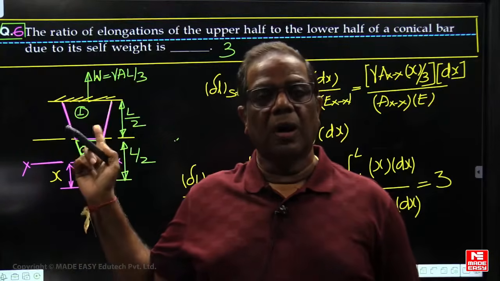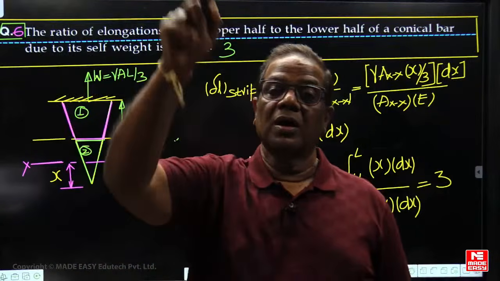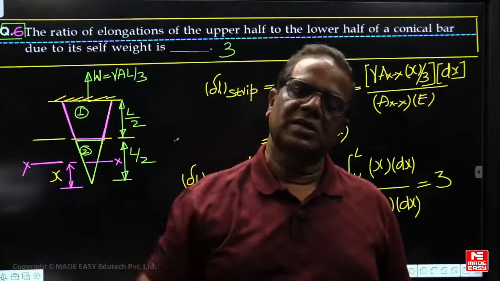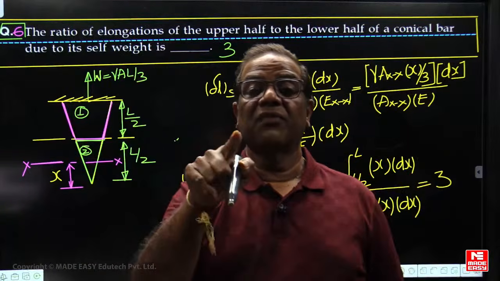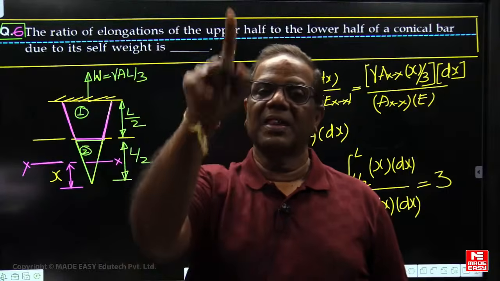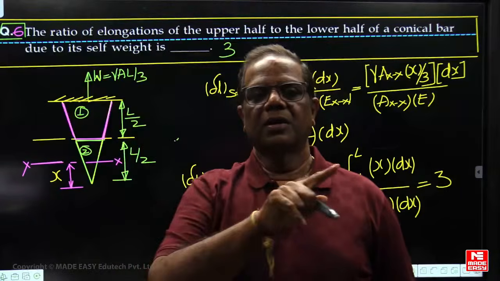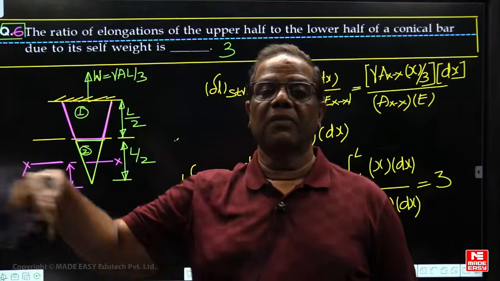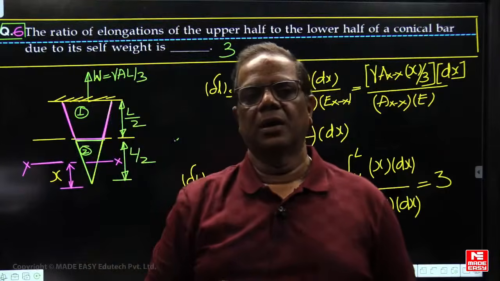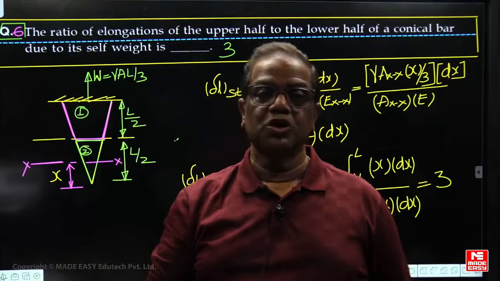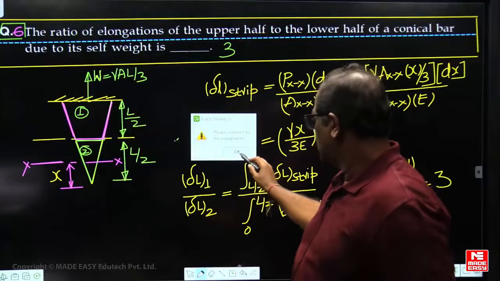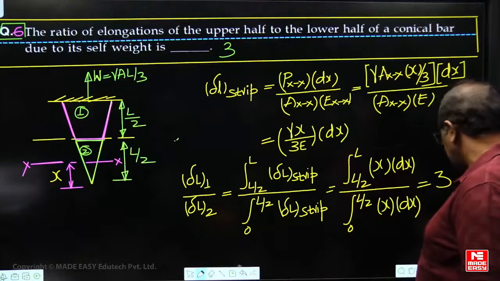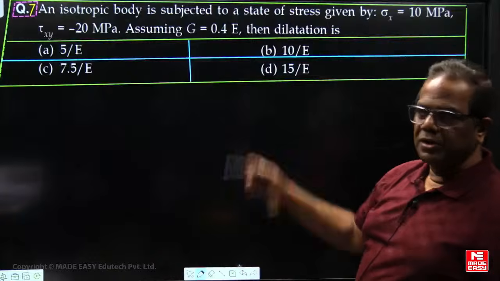If elongation is asked, obviously you have to assume a vertical conical bar. Only the self weight of a vertical bar will become the axial load. Self weight of a horizontal member will become a UDL. So whenever elongation is asked, you have to take that member as vertical. Answer is 3. Okay. So can you give this question now?